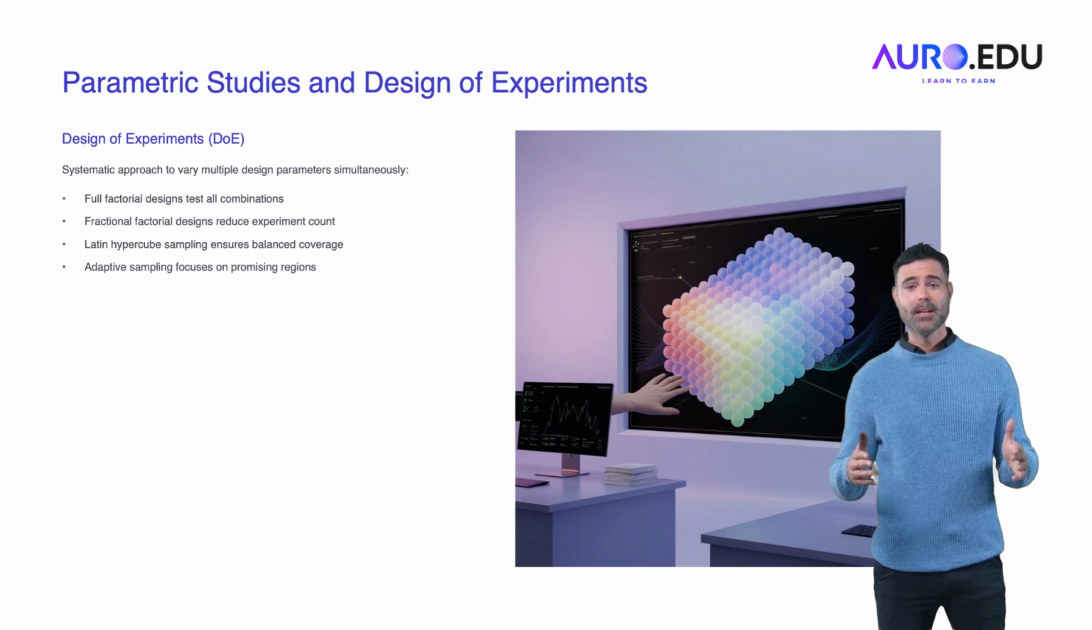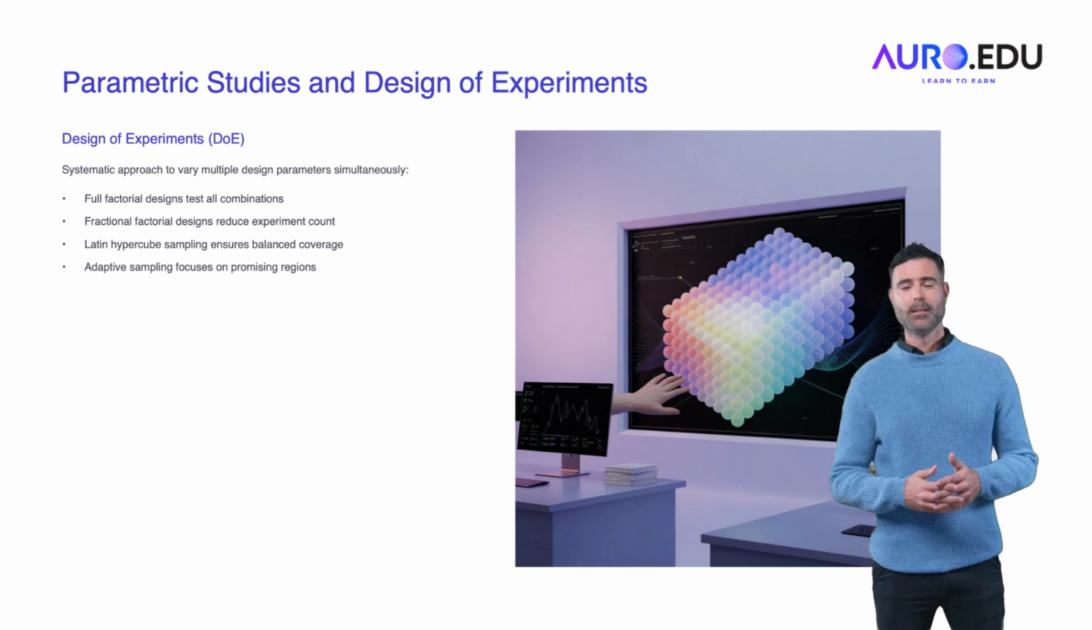Latin hypercube sampling, LHS, ensures that the parameter space is sampled evenly, providing a statistically balanced set of design points with minimal computational cost. Adaptive sampling focuses on the regions of the design space that are likely to yield the best results, accelerating the optimization process. These methods enable engineers to efficiently explore design alternatives and identify optimal solutions for complex aerospace systems.